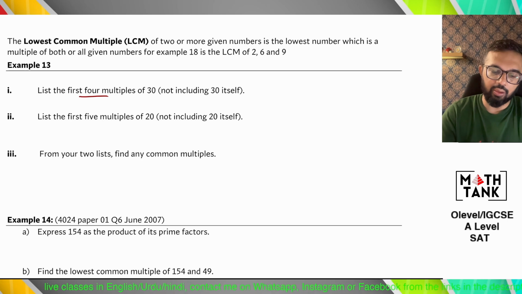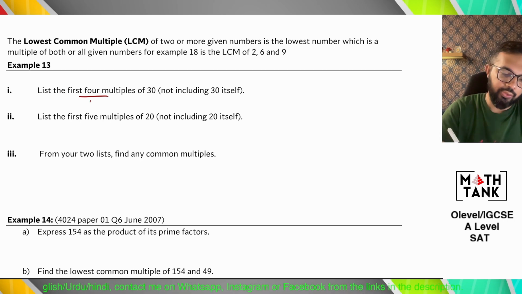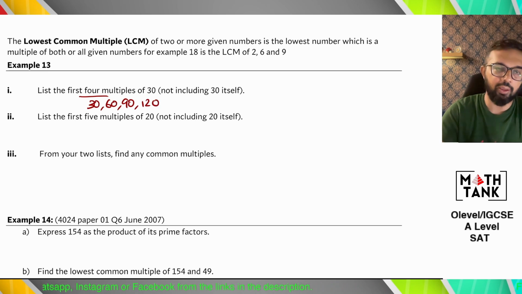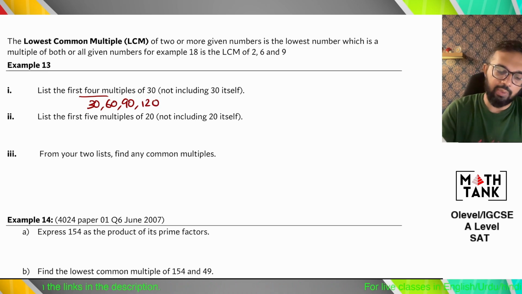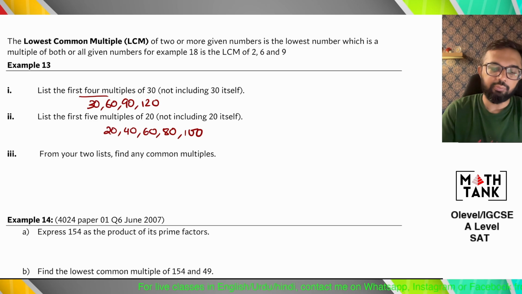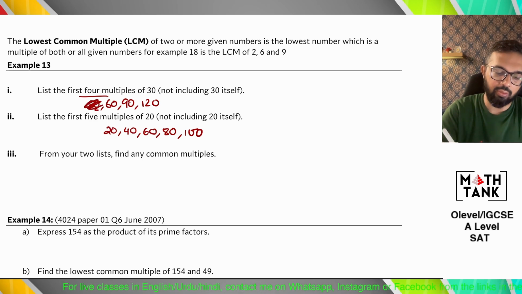List the first four multiples of 30. So that's 30, 60, 90, and 120. 30 times 1, 30 times 2, 30 times 3, 30 times 4. This is the first five multiples of 20. So 20, 40, 60, 80, and so on. Let's write down one more.